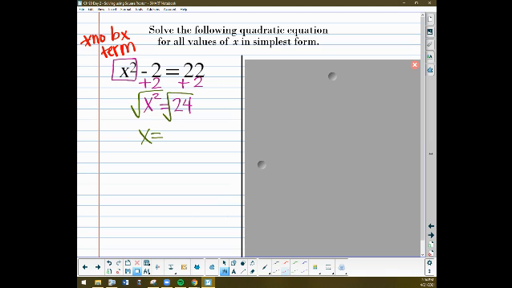All right, this time, I took the square root of both sides, so I'm going to put my plus or minus because I know I have to have that. But the square root of 24 is not a perfect square. And it says that I need to put the values in simplest form, so I cannot leave it square root of 24. I have to think about the largest perfect square that goes into 24.